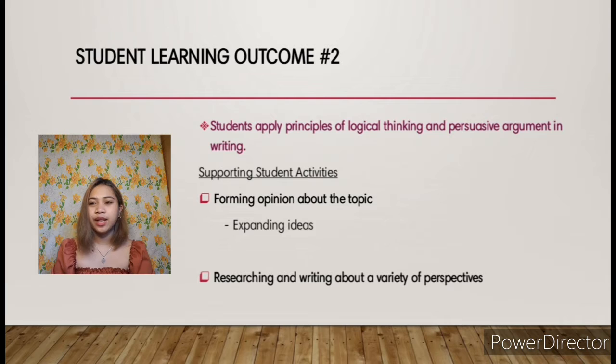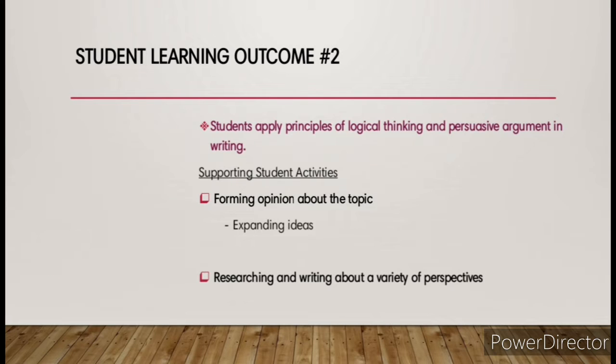The second student learning outcome is that students apply principles of logical thinking and persuasive argument in writing. Supporting students' activities. First is forming opinions about the topic. So students learn to expand their ideas about the topic and have the freedom to criticize and question it based on their own perspective.